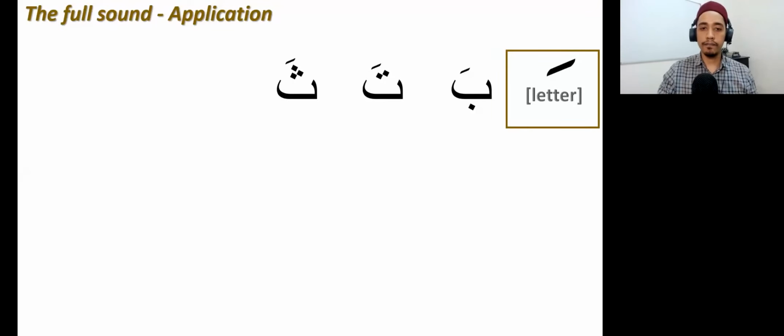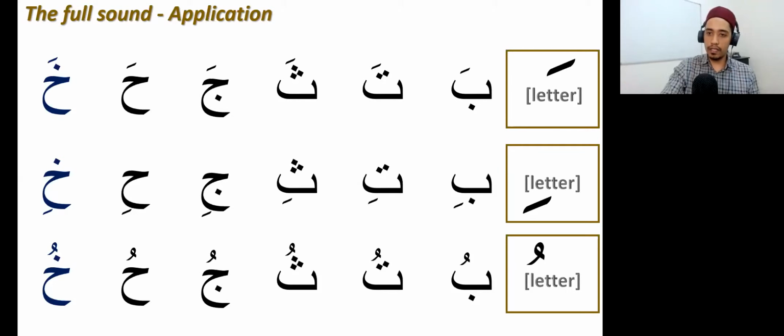Let's do the last one, and then we'll extract something we can remember as a general rule. Let's do the dhamma. Watch my mouth. Bu, tu, thu, ju, hu, khu. Almost as if nothing changed. It's just like all the other letters. So let's conclude that the fatha vowel is the one that we are interested in.